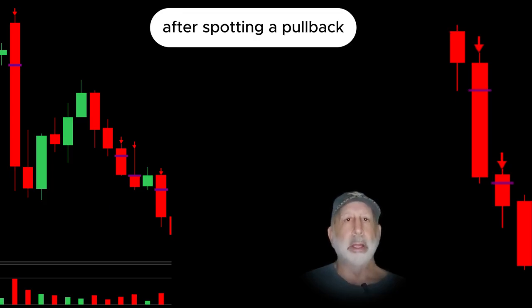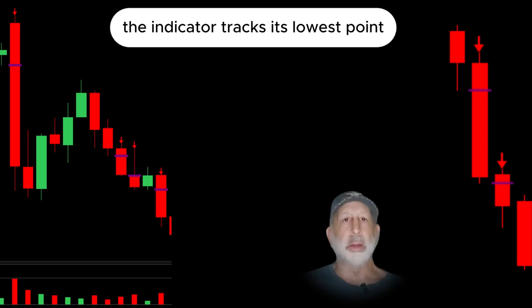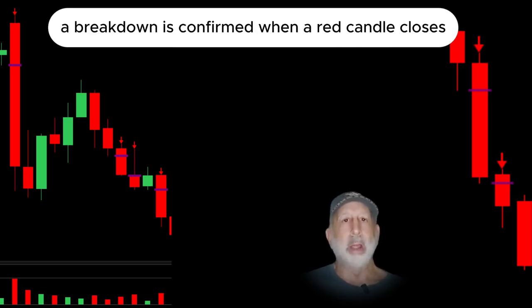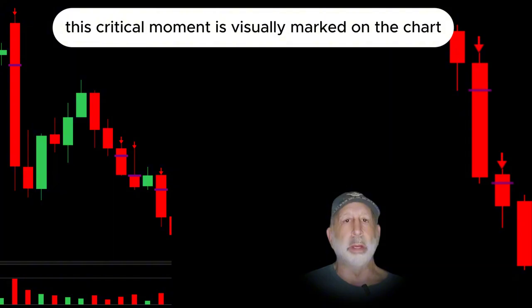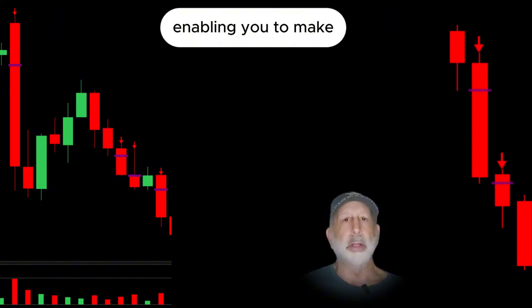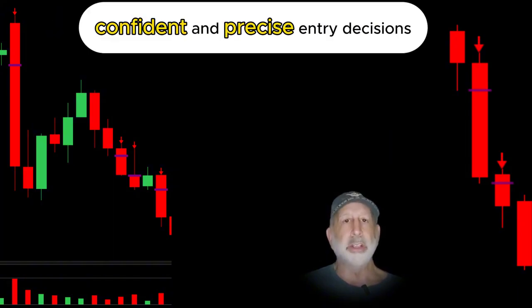After spotting a pullback, the indicator tracks its lowest point, known as a pullback low. A breakdown is confirmed when a red candle closes below this level, signaling that bearish momentum is resuming. This critical moment is visually marked on the chart, enabling you to make confident and precise entry decisions.